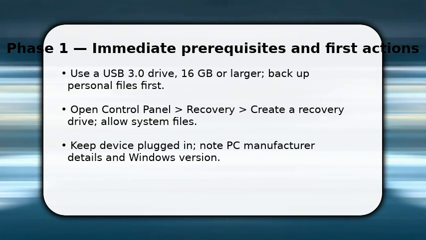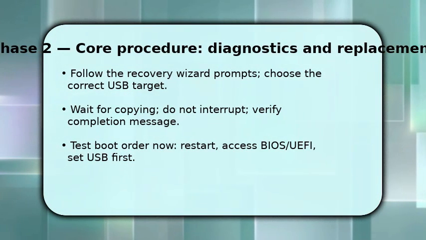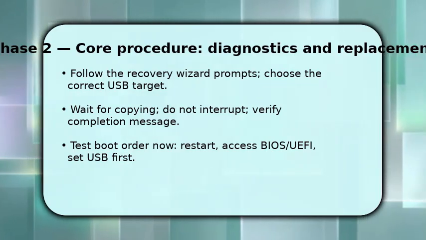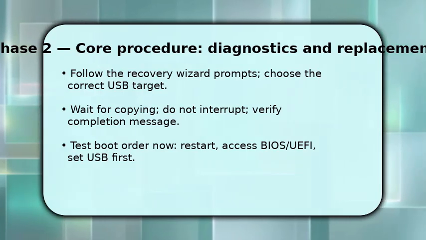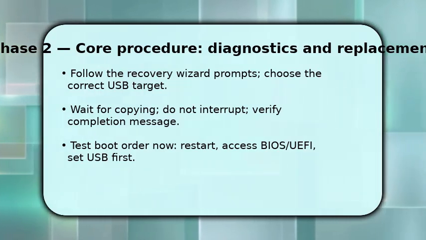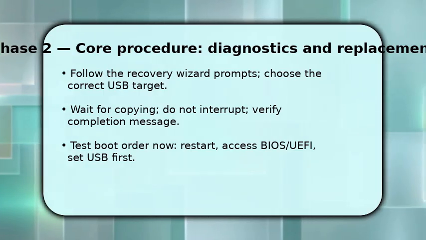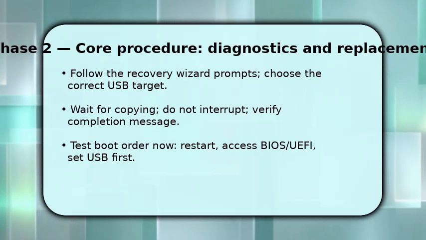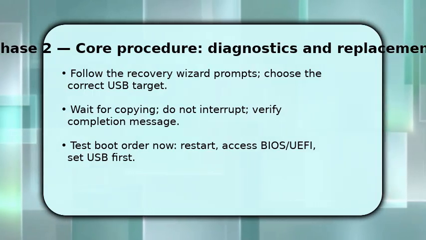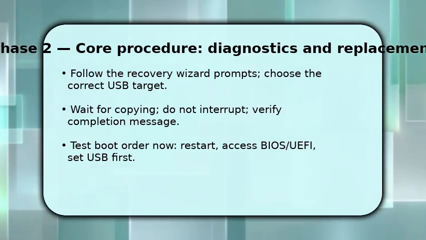You proceed with building the recovery drive by following the wizard prompts carefully, selecting the correct USB target drive. The tool will format the stick and copy files. Do not remove power or eject the USB while it runs because interrupted copies produce unusable media. Once the process finishes, verify the completion message and safely eject.